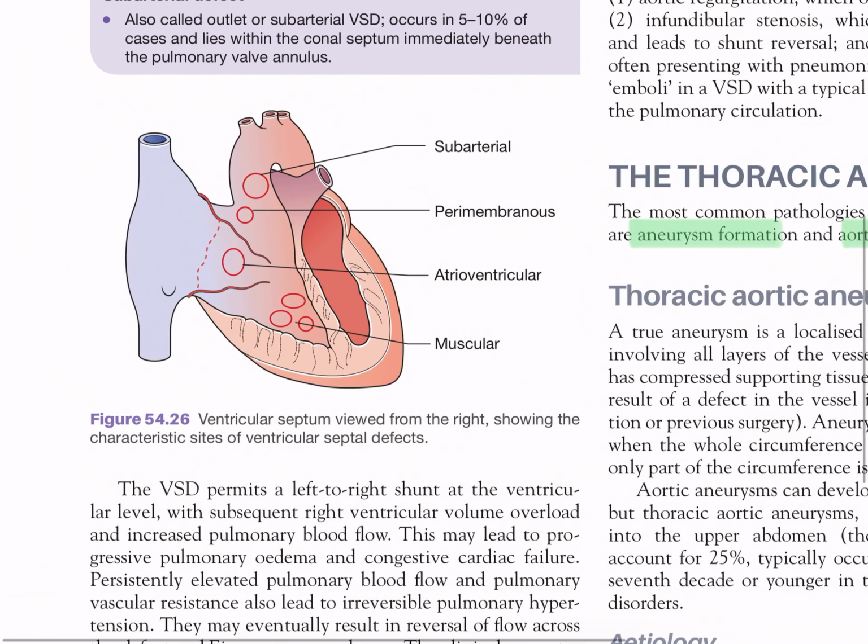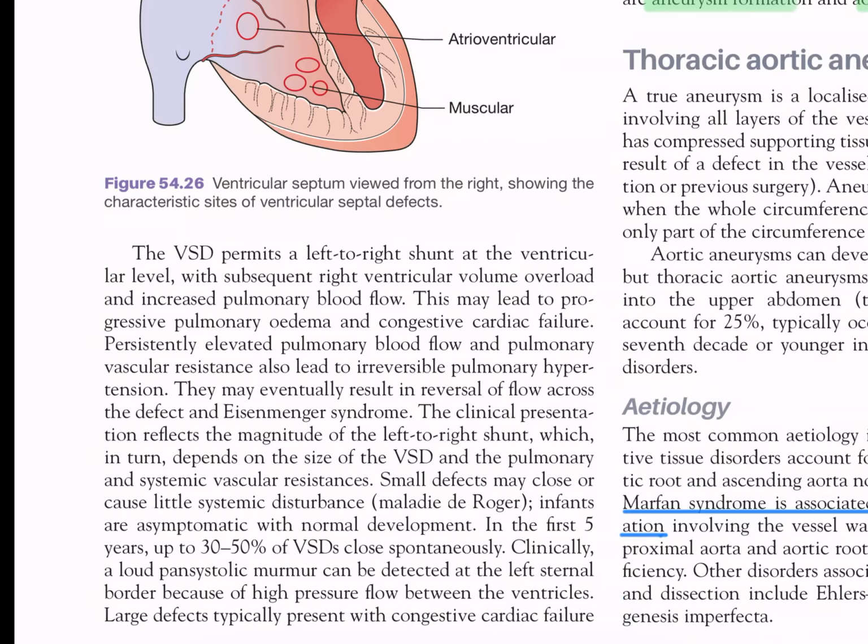This is the diagram showing the ventricular septal defect from right. There is the subarterial on the top, then perimembranous, atrioventricular, and finally the muscular below.